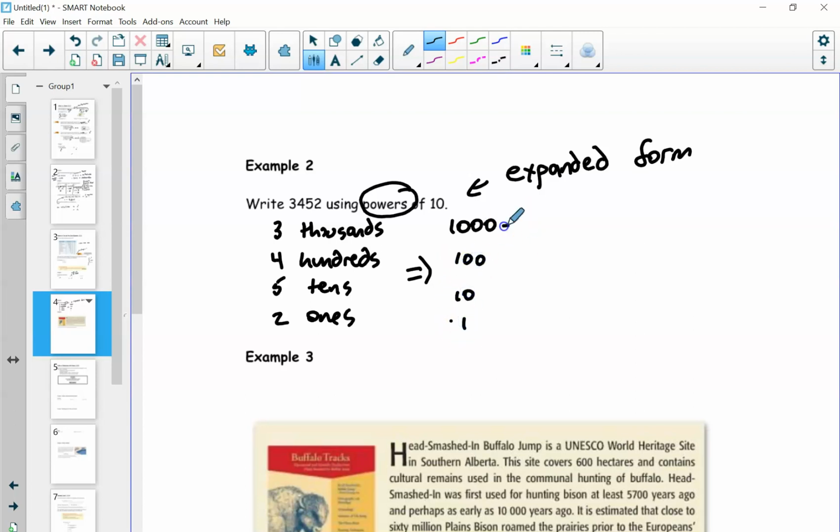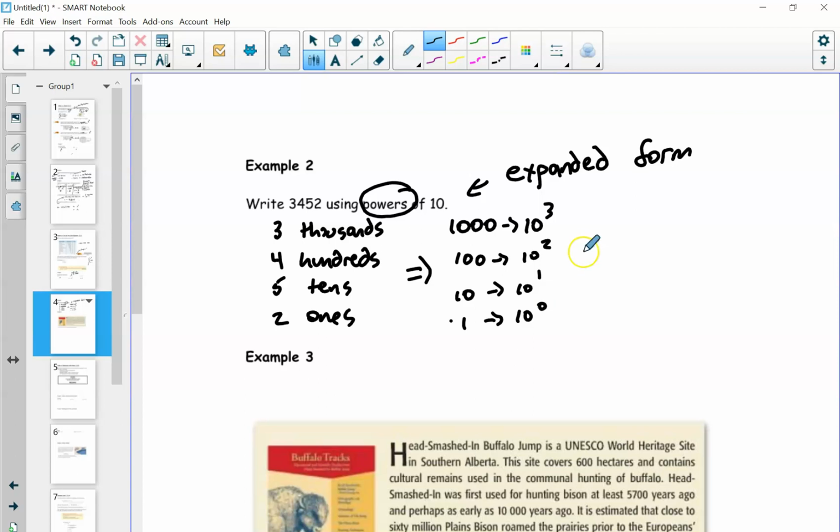We have to find out what each of these is as a power of 10. Well, that's easy because you just count the zeros. So this is 10 to the power of 3. Easy. This is 10 to the power of 2. And I think you can see a pattern. This is just 10 to the power of 1, and this is 10 to the power of 0. Remember, anything to the power of 0 is 1.